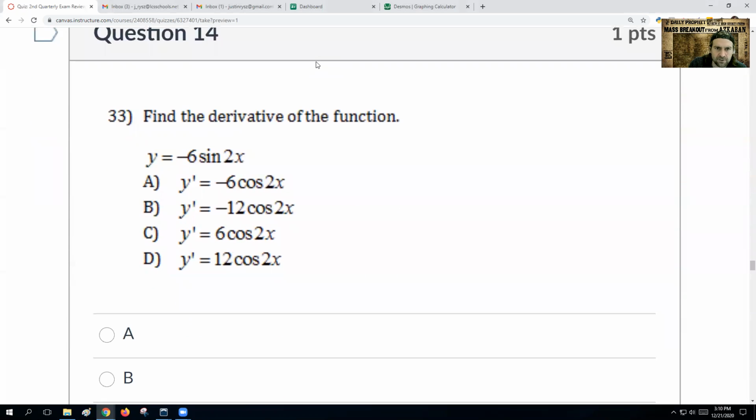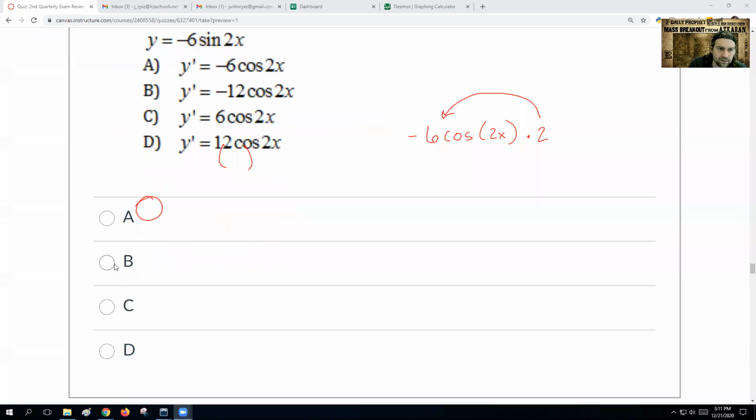All right, this one here, we do have another chain rule, because it is sine of 2x, so negative 6 sine would always be negative 6 cosine. We'll leave the 2x alone. Now times the derivative of the inside would just be 2. We can multiply the 2 times the negative 6. That'd be negative 12 cosine of 2x. That'd be B as well.